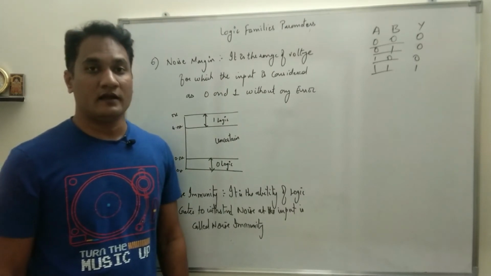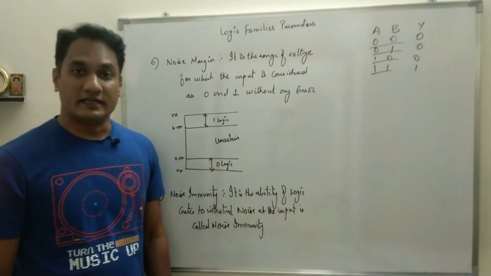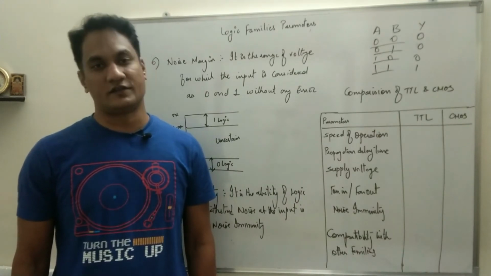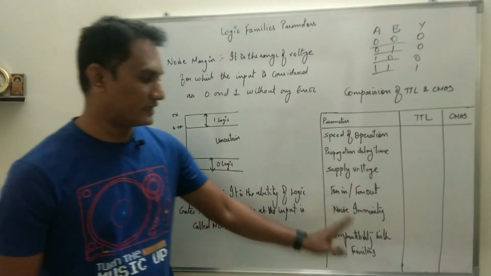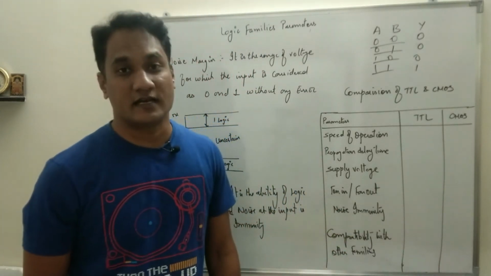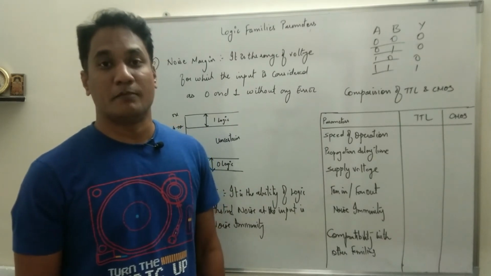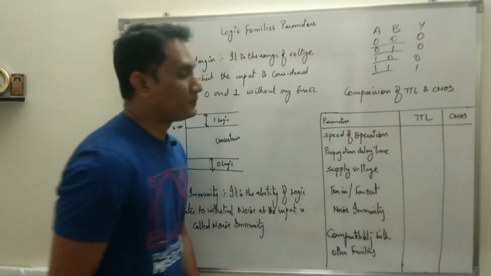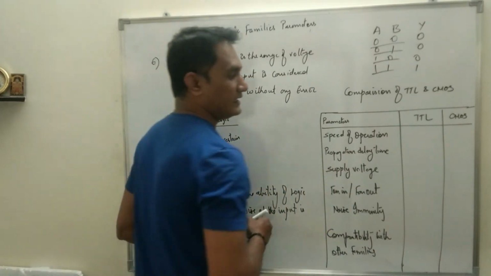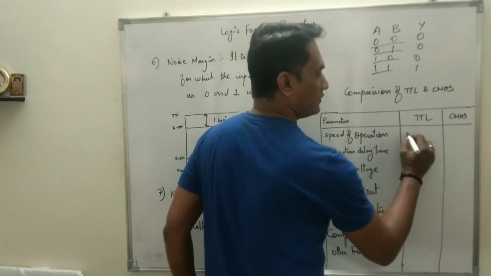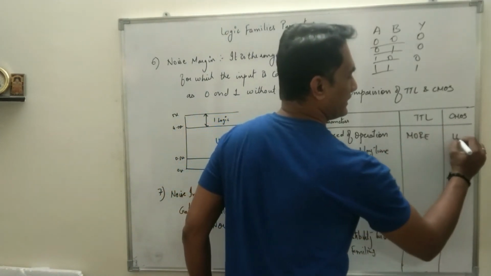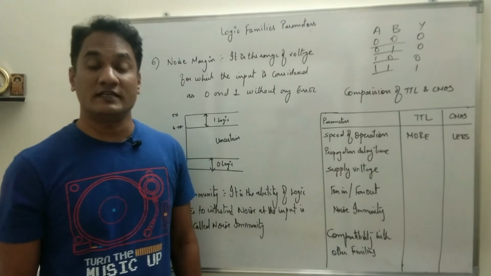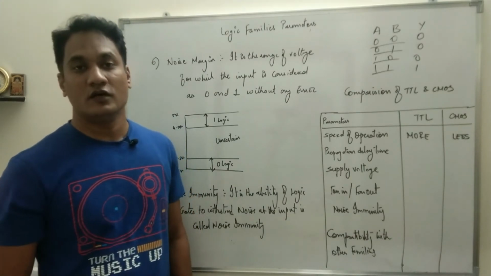Okay, now we will compare the different parameters for TTL and CMOS. Now comparison of TTL and CMOS with respect to the different parameters. I have drawn a table. We will fill up the table so that we can understand which of the two logic families is better for different applications. Okay, the first one is speed of operation. Of course, TTL is much faster as compared to CMOS, so we will write more here, we will write less. That means the overall performance of the circuit designed using TTL will be much faster as compared to CMOS.